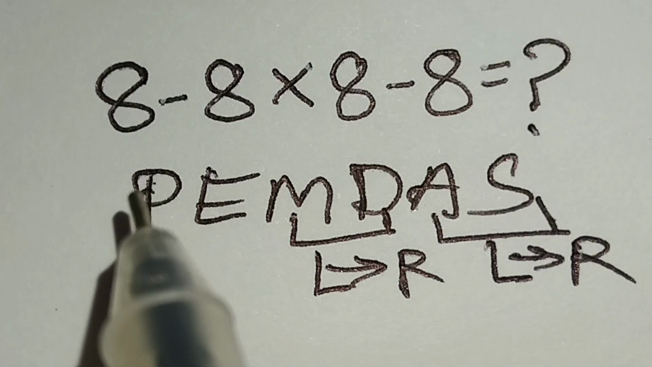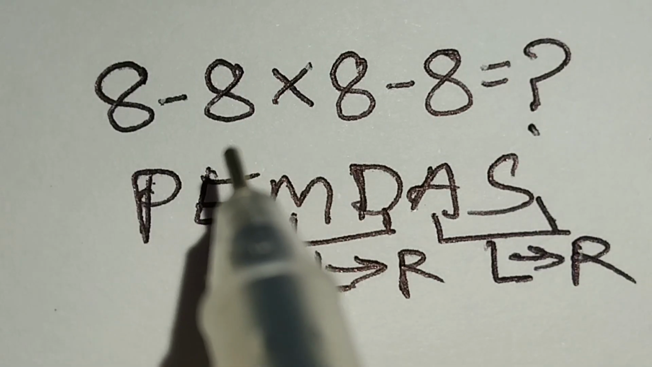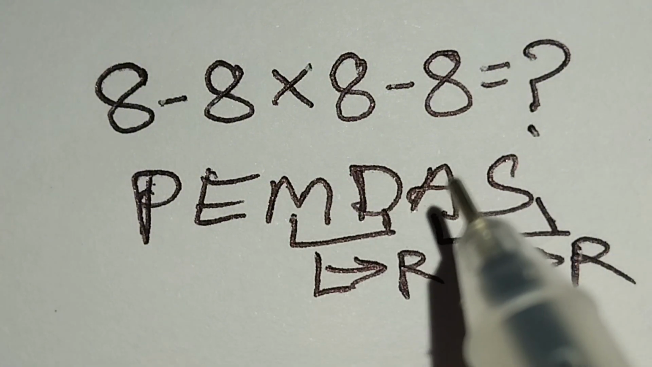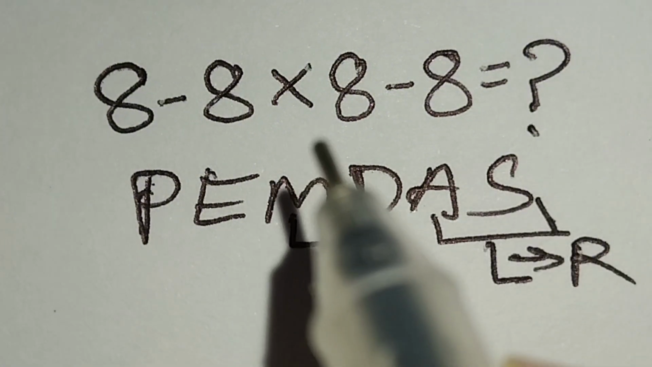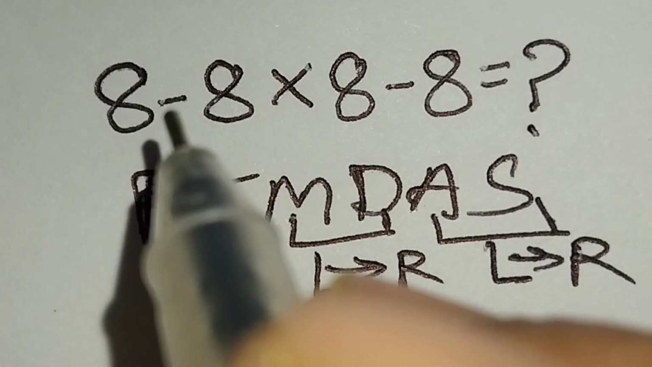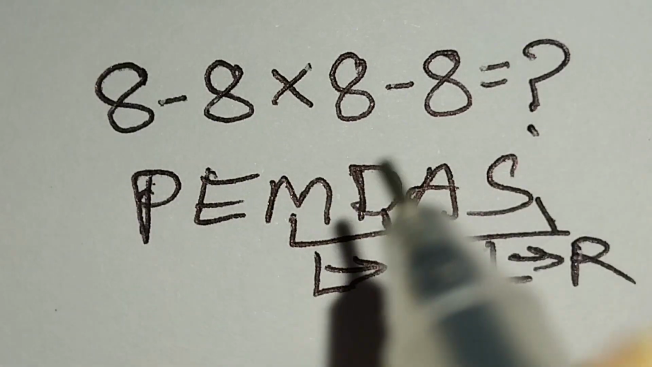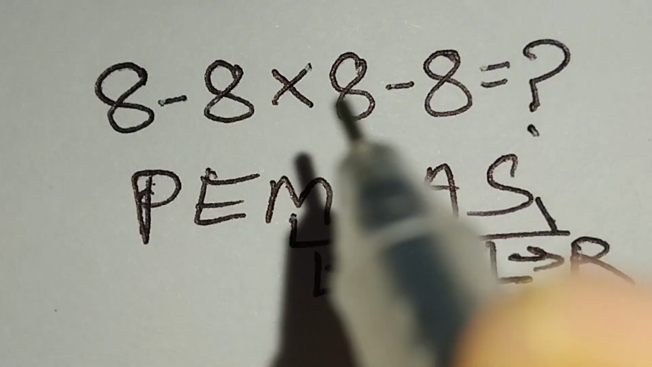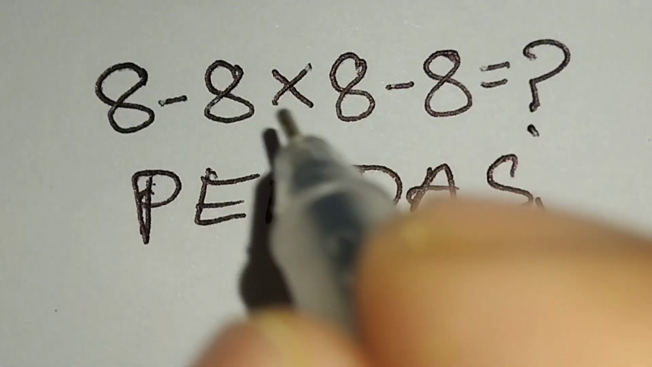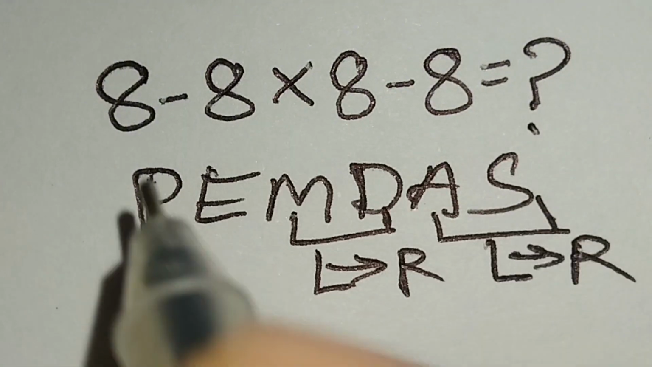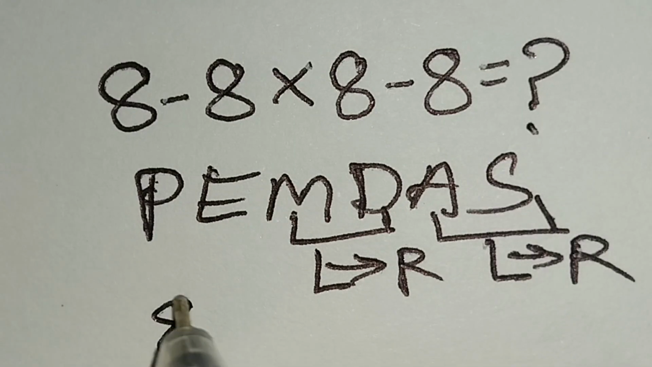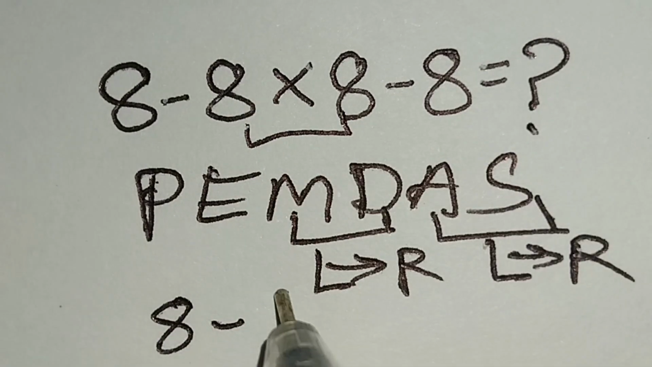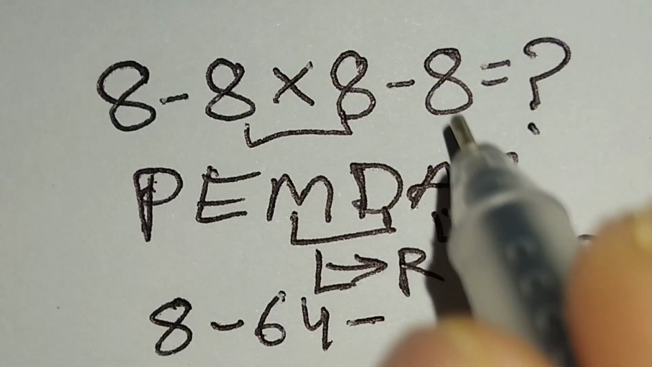Here there is no parenthesis, there is no exponent, there is no division, there is no addition. Here existing only multiplication and subtraction. According to order of operations, multiplication have higher priority than subtraction. Therefore, at first we have to work with this multiplication. Here this 8 minus this 8 times 8 gives us 64 minus this 8.